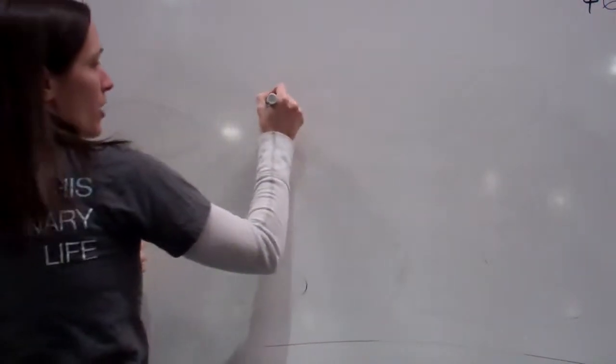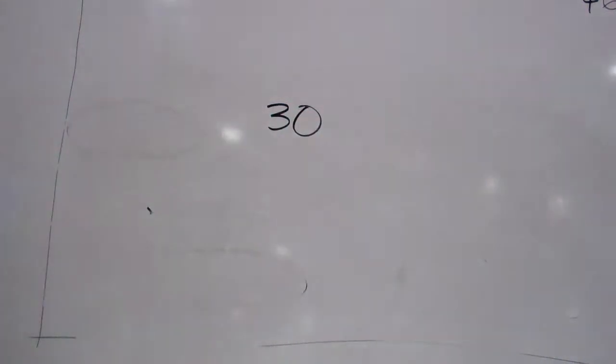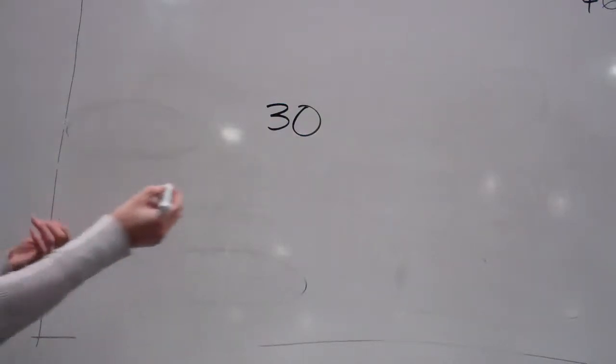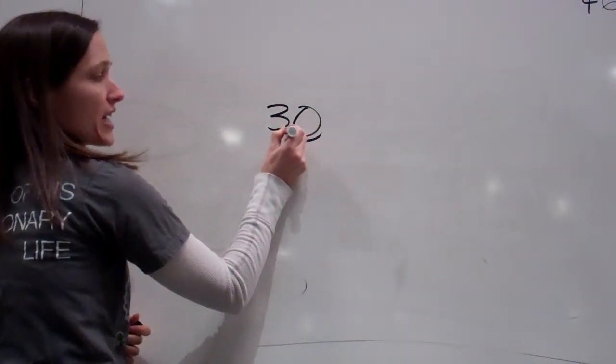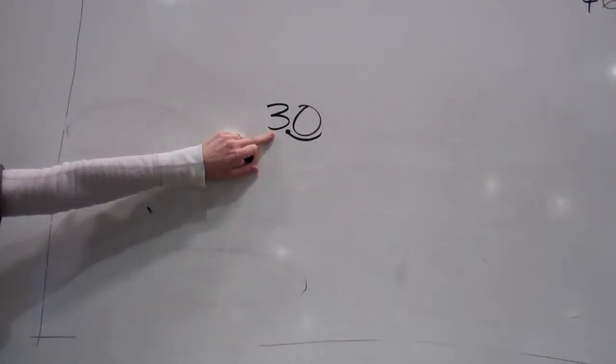Finding 10% of a number is so easy to do. So if I had $30 and I wanted to find 10% of $30, guess what I have to do? Take off a 0, or you can just say that you're moving your decimal one spot to the left. So what is 10% of $30? $3.